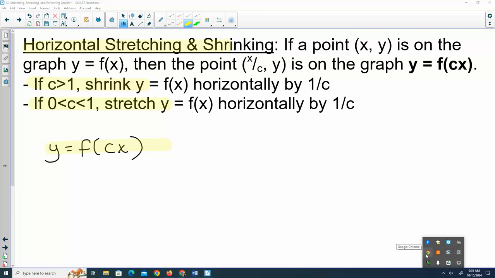The horizontal stretching and shrinking can be a little harder for people. So when we go through it, I'm going to show some different options. With all the stretching and shrinking, if you struggle, your best bet is to actually write out the ordered pairs from your parent function and think about what changes. If it's on the outside, it's going to change our y, and it does what it says. If it's inside, it changes our x, and it does the opposite of what it says.